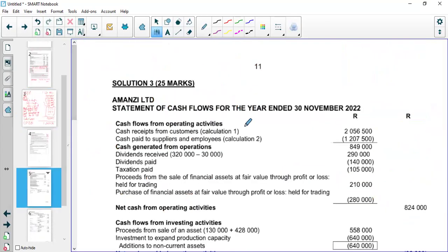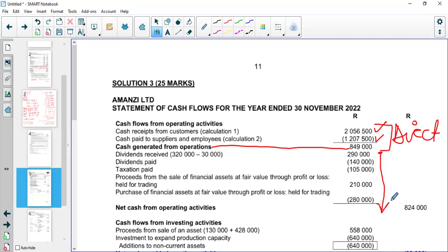So this will disclose this as cash received from customers and cash paid to suppliers and employees. We get our cash generated from operations. Now, this is the portion where the direct method is different from the indirect method. From here downwards, it's going to be the same.